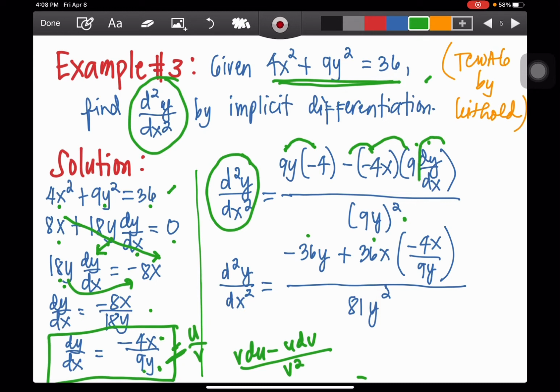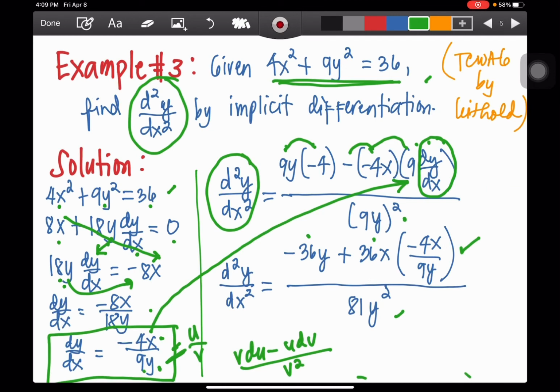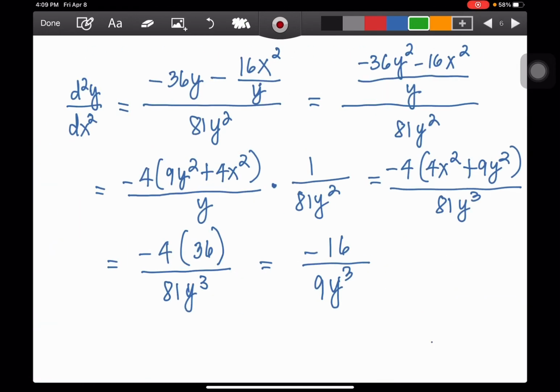And then we are going to substitute negative 4x over 9y for our dy/dx, so that we have this now. Then copy our denominator, or of course square the value, square 9y, so that we have 81y squared. Then let's simplify that. So as you can see, this will be negative 36y and this will be cancelled. You have 4 here, so that's negative 16x squared because we have 2 x's here. So you have negative 36y minus 16x squared over y, and copy the denominator 81y squared.